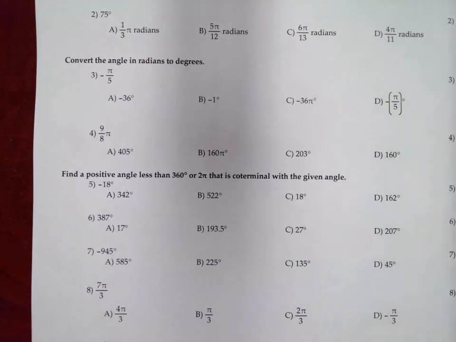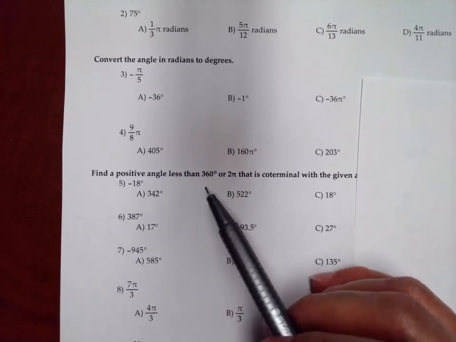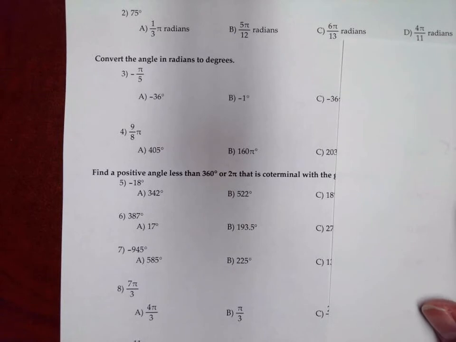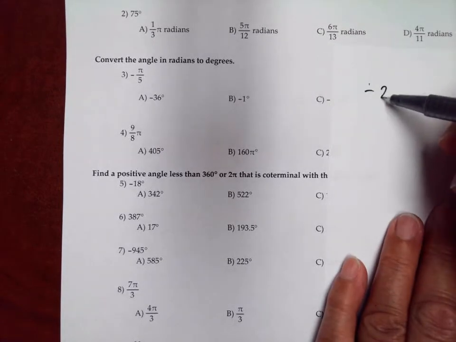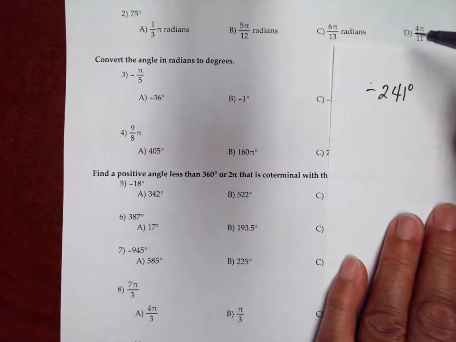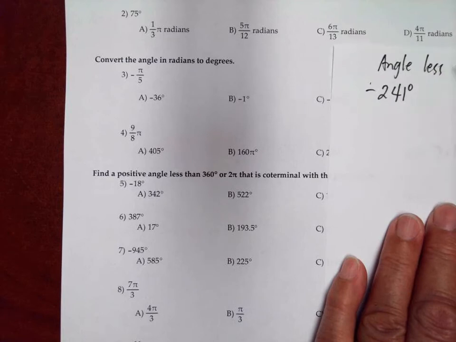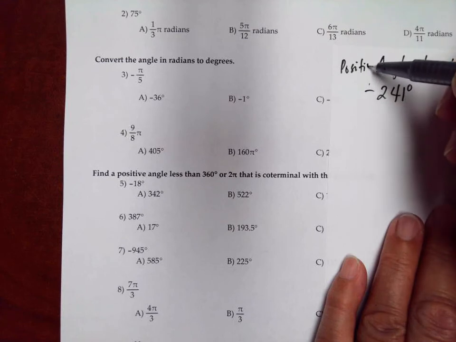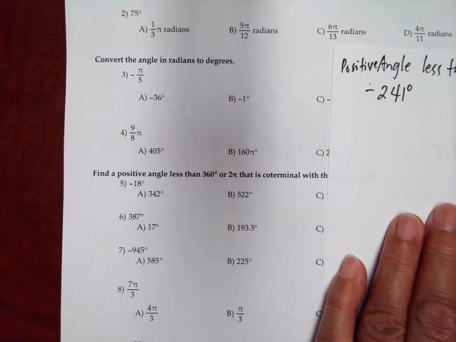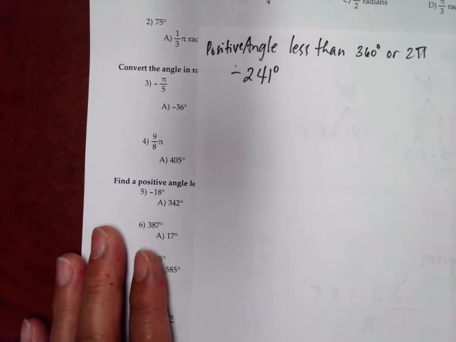Then number 5, it says find a positive angle less than 360 or 2 pi. So let's have, for example, negative 241 degrees. So we're looking for a positive angle less than 360 degrees or 2 pi. So that's how we will do this.